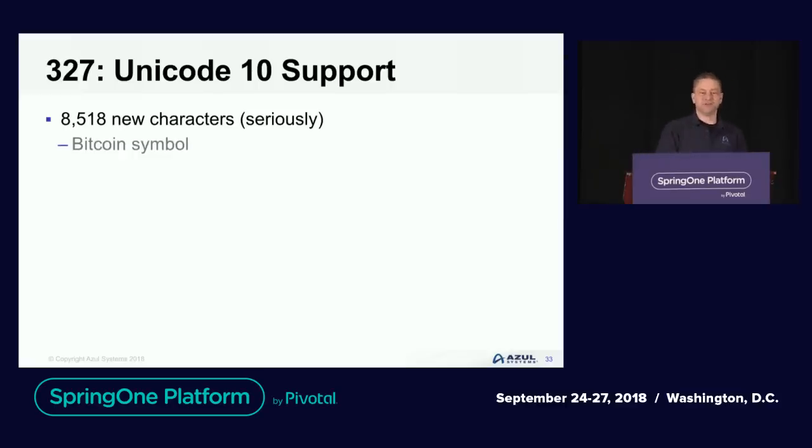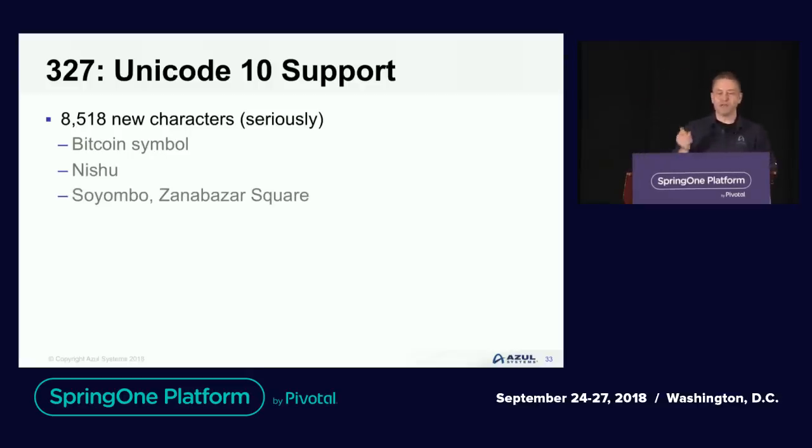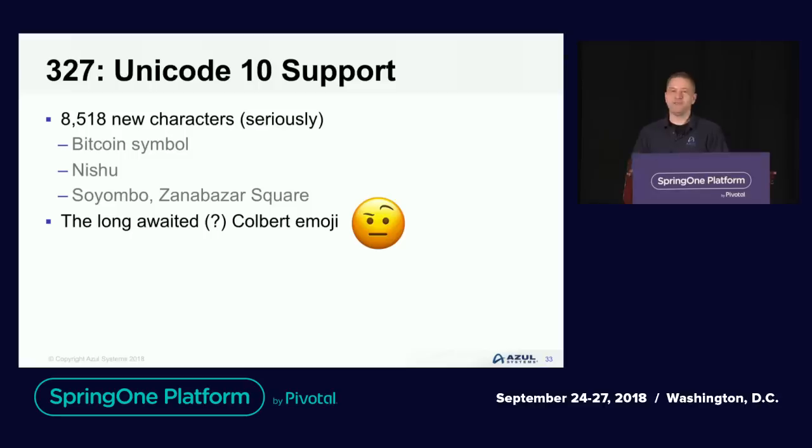And it turns out that we now have a Bitcoin symbol. Yay, that's worth a lot of money. We have the Nishu character set. So I looked this up. Nishu is a character set that's used by Chinese women to write poetry. Not making it up. And then we also have Soyombo and Zanabazar Square. These are character sets that are used by Tibetan monks. Good to know. And then we have apparently the long-awaited Colbert emoji.